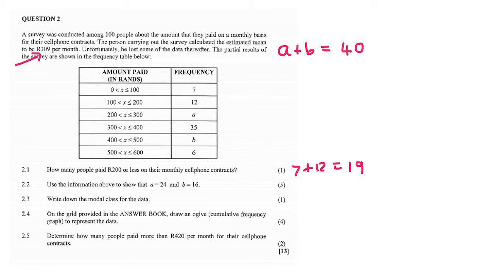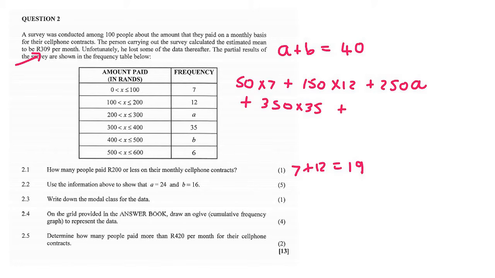So to work out the average on a table like this, you do the following. You take the middle number of the amount paid, so that'll be 50, and you say times 7, plus 150 times 12, plus 250 times a, plus 350 times 35, plus 450 times b, plus 550 times 6.